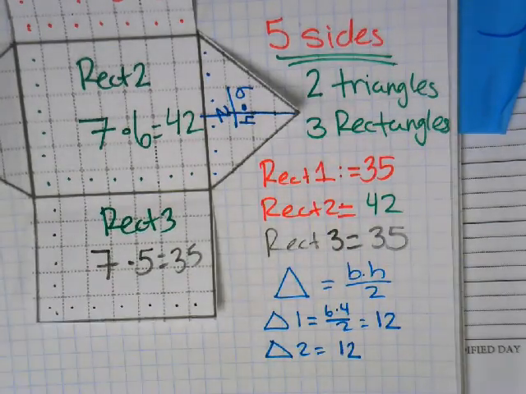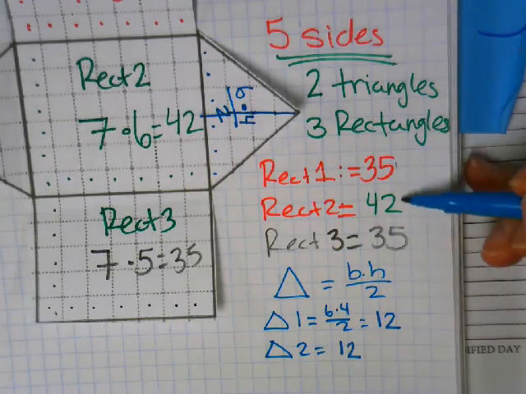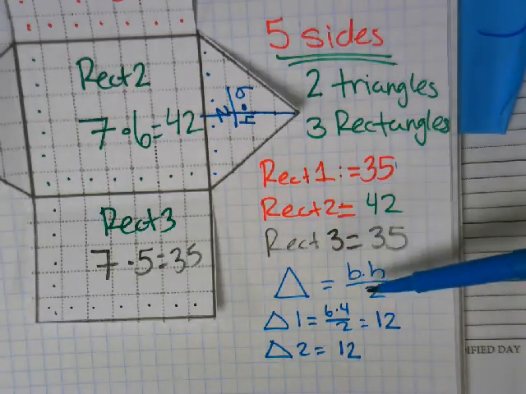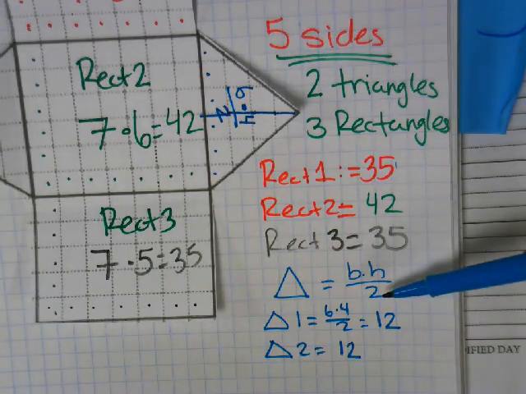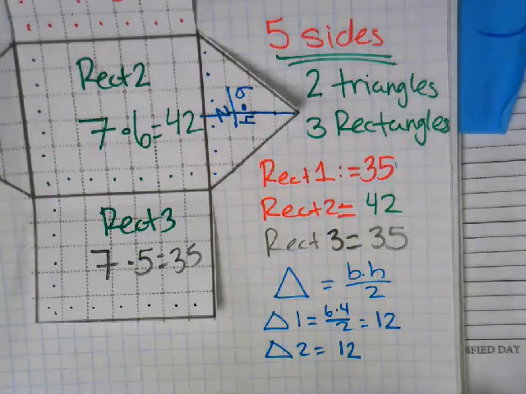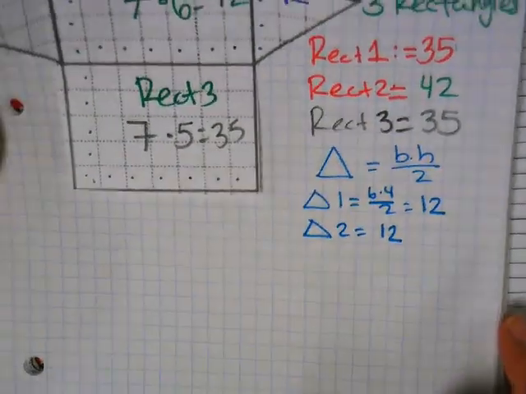Okay, where did I get all these numbers? All of these numbers are areas. Area of a rectangle is just base times height. Area of a triangle is base times height divided by 2. So all of these are area. Now, does anybody remember what's our very last step for surface area?